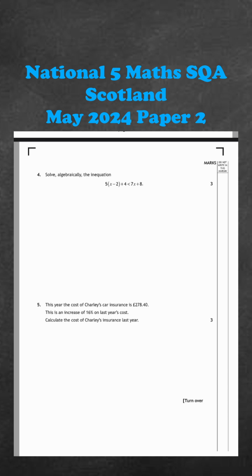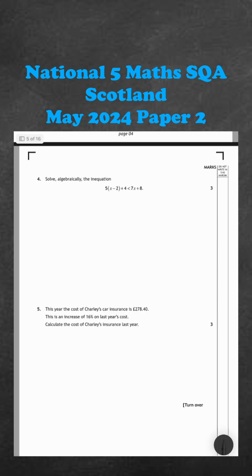Question number 4. Solve algebraically the inequality or the inequation 5 lots of x minus 2 plus 4 is less than 7x plus 8. We'll expand the left-hand side. 5 times x is 5x, 5 times 2 is 10, plus 4 is less than 7x plus 8. Then we want to put all the x's on one side and all the numbers on one side. So minus 10 plus 4 is minus 6.